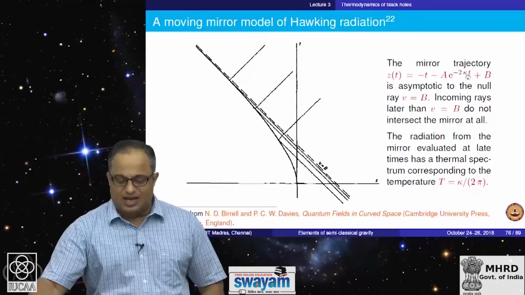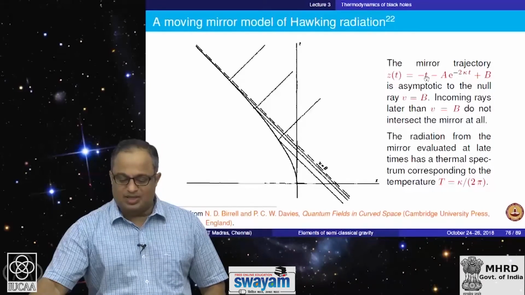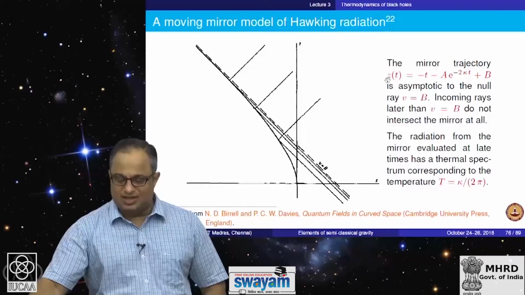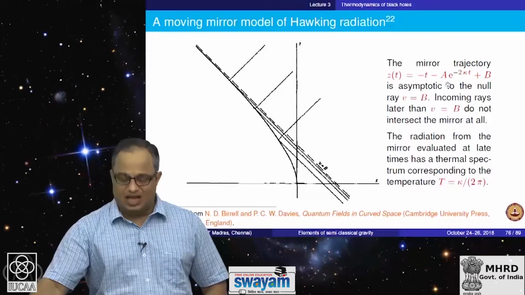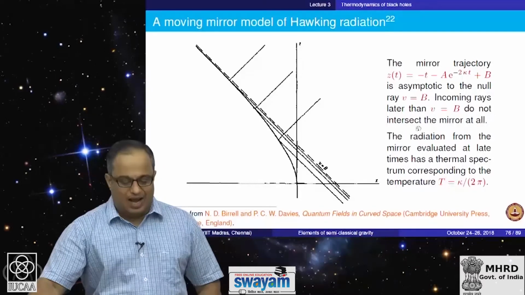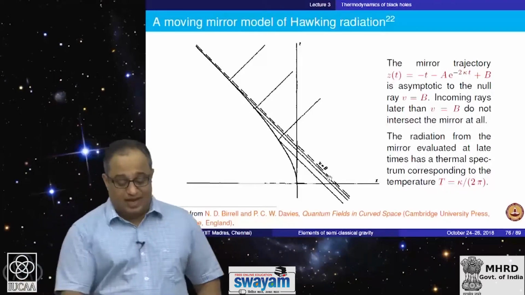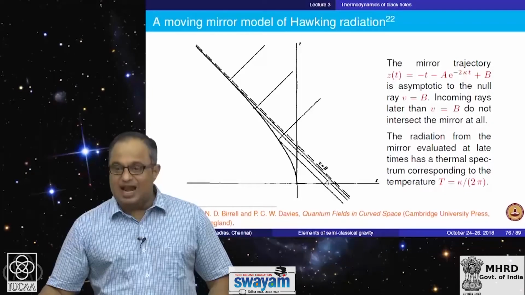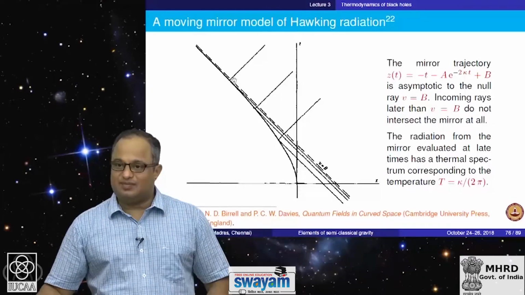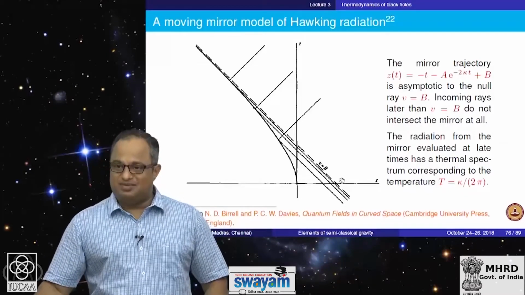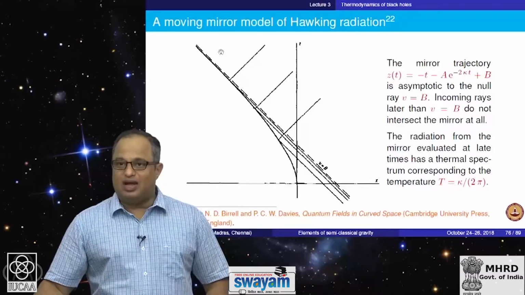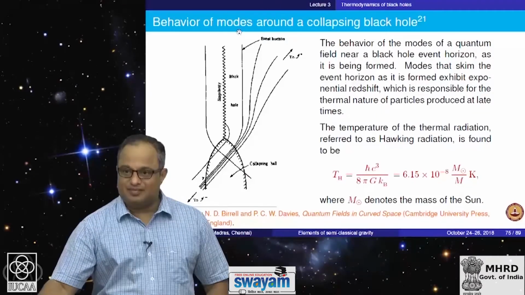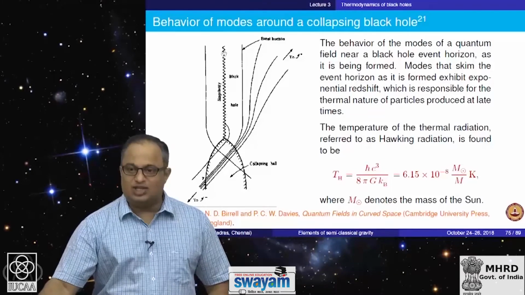Notice this, as t tends to infinity, what happens is that if you take t minus t plus z to the left hand side, t plus z becomes b. In other words, v becomes b. So, modes with v equal to b will just scrape the surface of the mirror. Modes which come in later with v greater than b will never hit the mirror. So, there is a last mode gamma which scrapes the mirror, and beyond that it does not hit the mirror at all, and it closely resembles this gamma here. Modes beyond that will just go in.